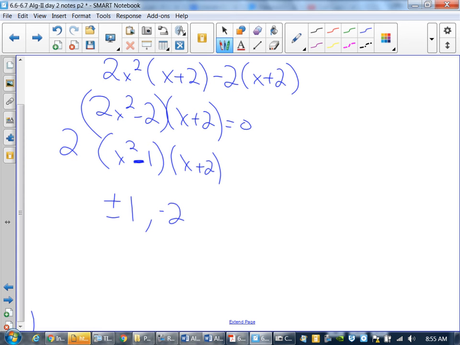Are we okay with that? Tails. What do the tails do? Down, up. Everybody okay with that? Yep. So I know that my tails are down, up, and I have zeros at negative 2, negative 1, and 1.